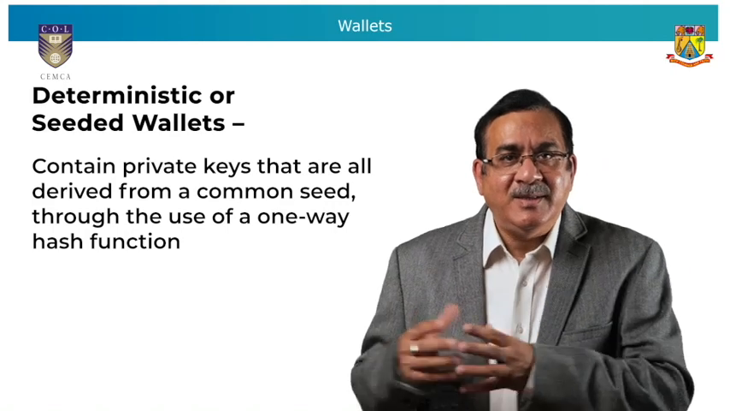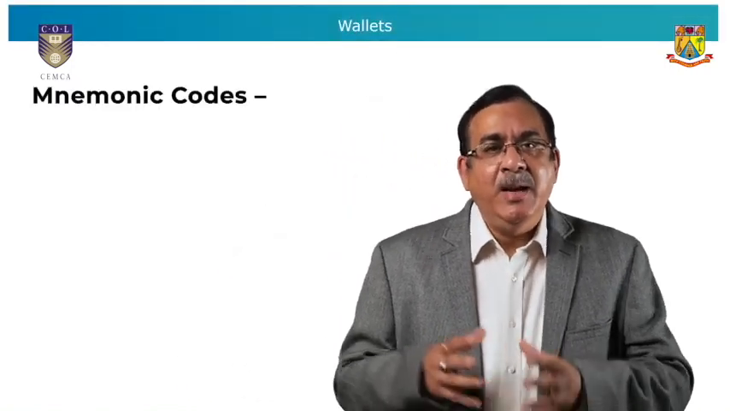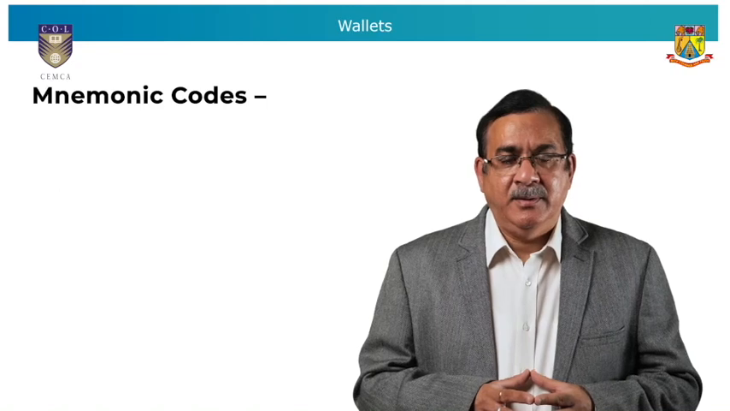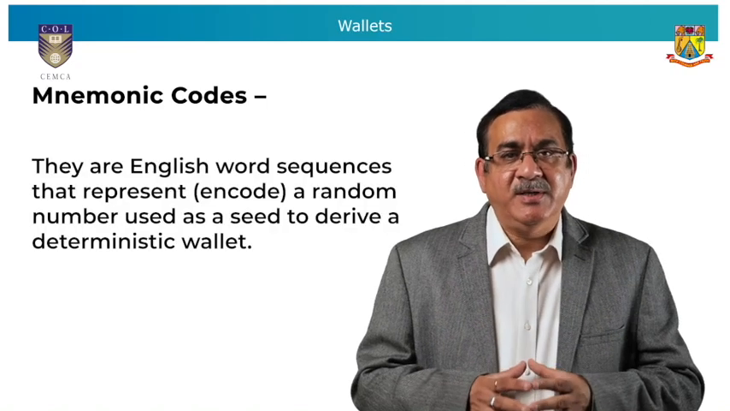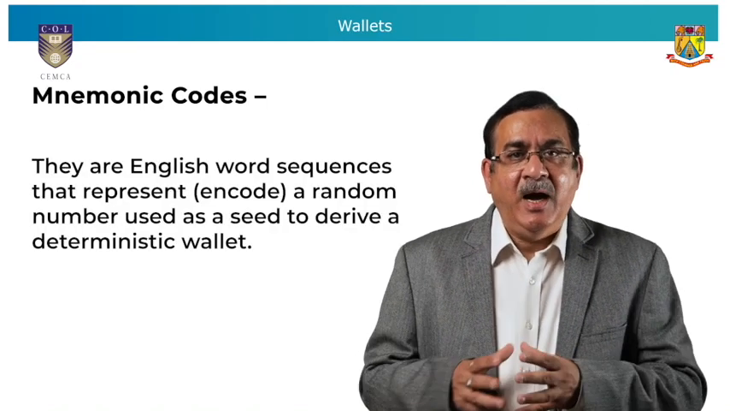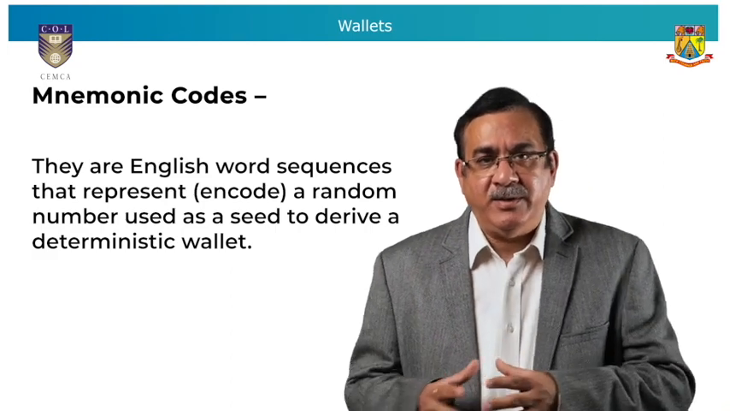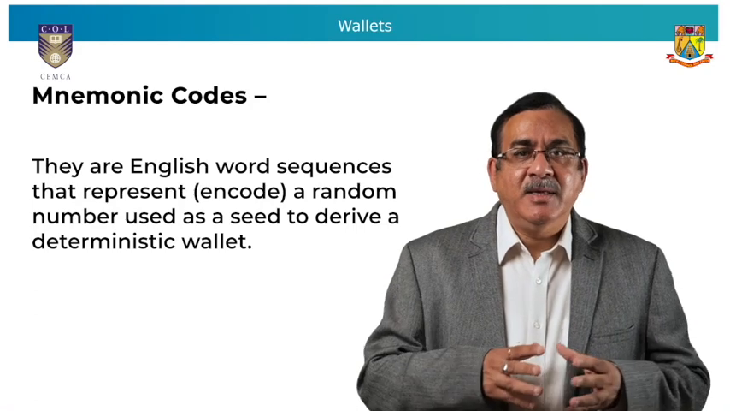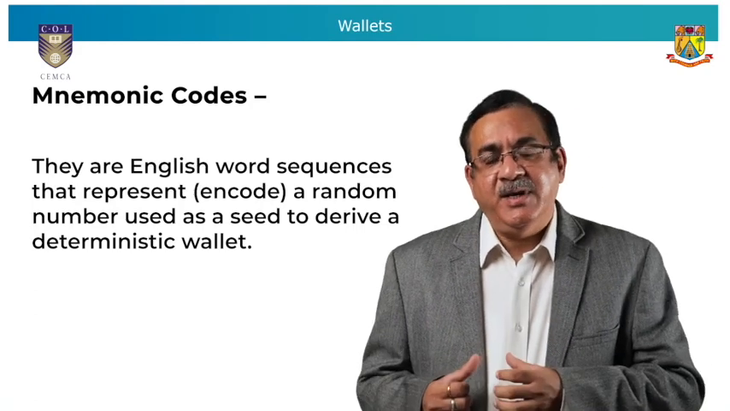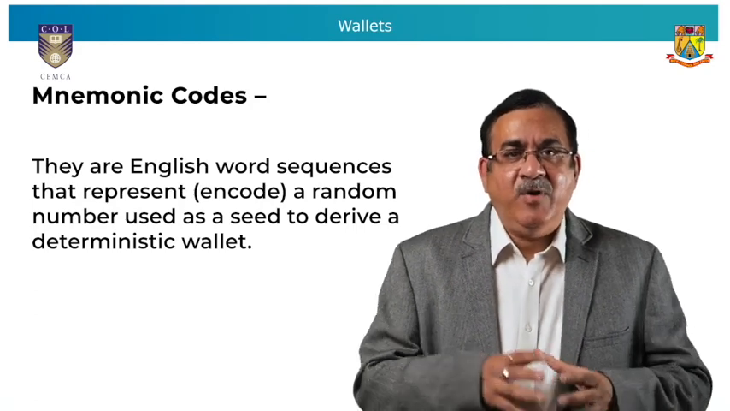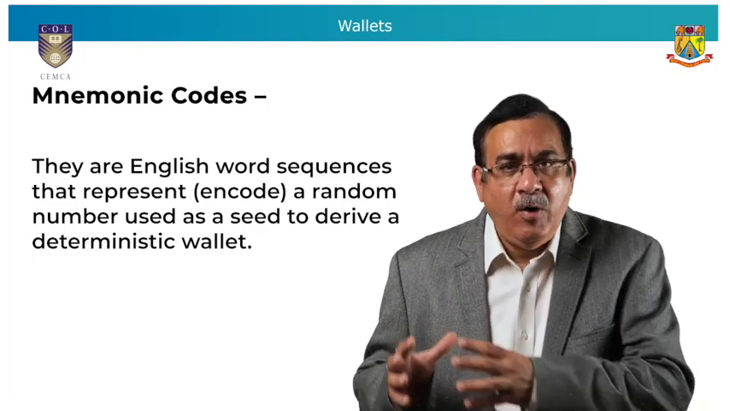So how is this seed generated? I will introduce another term, namely mnemonic code words. So what are these mnemonic code words? They are English word sequences that represent a random number used as a seed to derive a deterministic wallet. The sequence of words is sufficient to recreate the seed and from there recreate the wallet and all the derived keys.